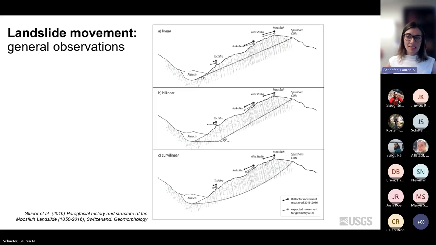While this may be the case, it may narrow down geometry, but not fully, which is shown well by Gluer et al. in 2019. So they show that this shallowing towards the toe could be achieved either with a curvilinear surface or a bilinear basal surface. So there's still more to unravel here about the depth of the slip surface and the geometry, and also how it varies across this very large landslide complex.